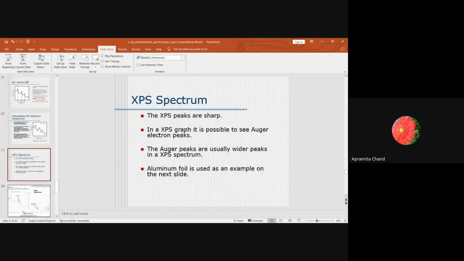The features of an XPS spectrum are, first, the XPS peaks are sharp. In an XPS graph, it is possible to see Auger electron peaks.